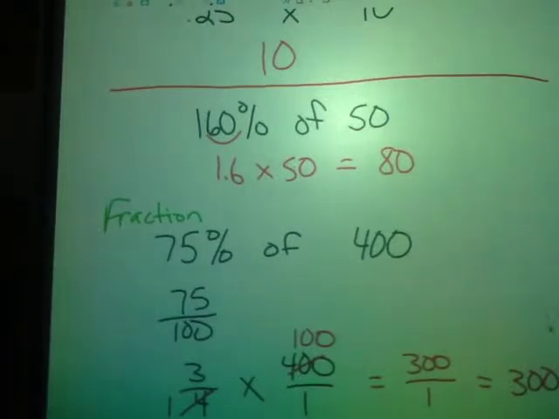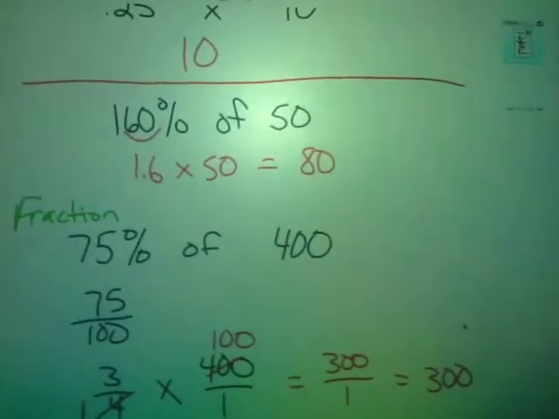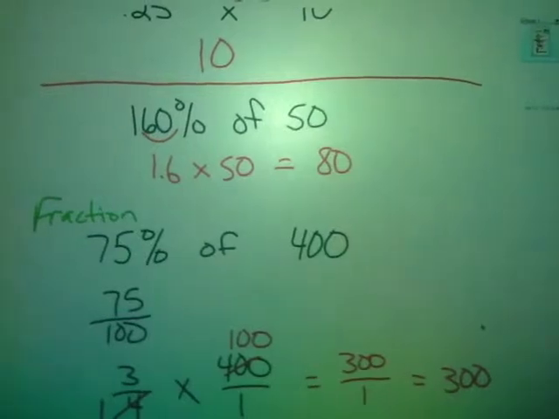So here I have 160% of 50. This is a situation where the percentage is actually greater than 1, so it's going to be a larger number than I started with. So I have 160% of 50. I move my decimal point over twice to make that 1 6/10. Of meaning multiplication, 1.6 or 1 6/10 times 50 equals 80. Sorry, I thought that was part of my fraction stuff.